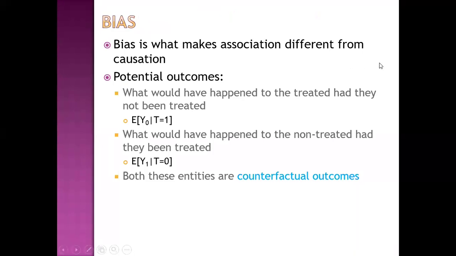Bias is what makes association different from causation. Potential outcomes: what would have happened to the treated had they not been treated? That is, the units which have been treated, the effect before treatment. What would have happened to the non-treated had they been treated? So all those units who haven't been treated, the outcome after treatment. Both these entities are counterfactual outcomes because they actually did not happen in reality. They are counterfactuals.